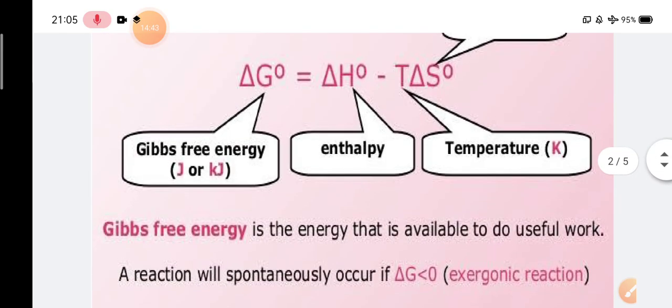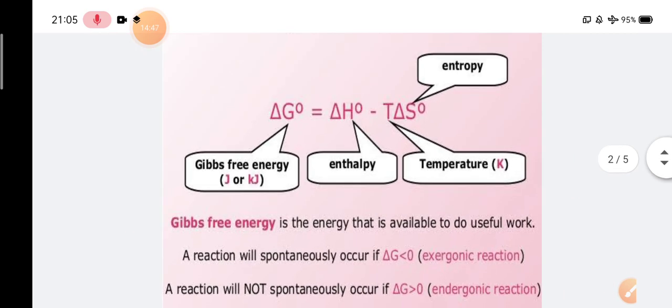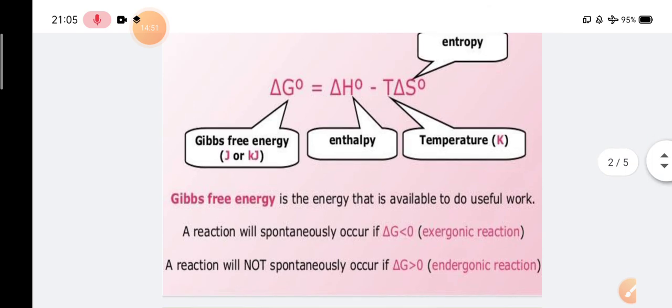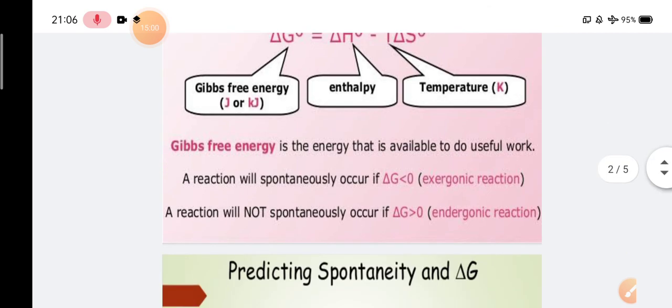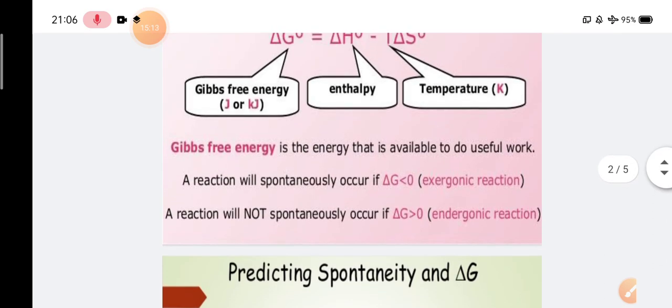And in this lecture I have completed all the portions of thermodynamics, starting from the system, surroundings, and then the first law, enthalpy, entropy, and now Gibbs free energy. And now we can also predict whether a reaction is spontaneous or not. I hope you have understood this part very well.